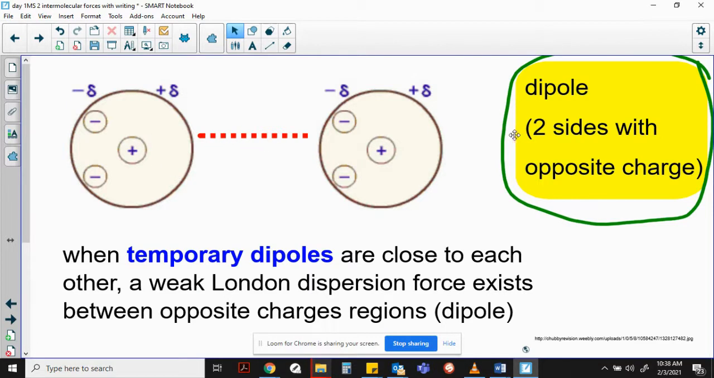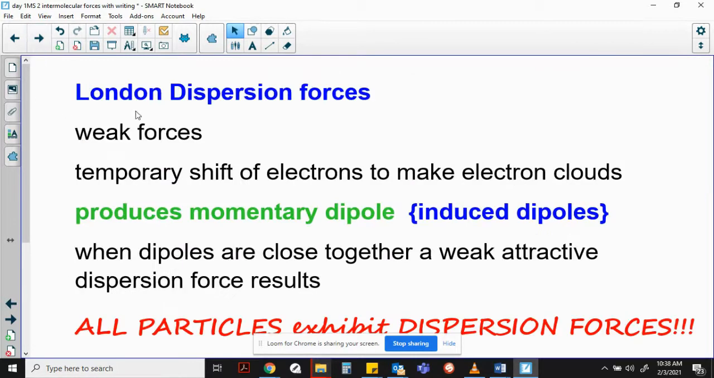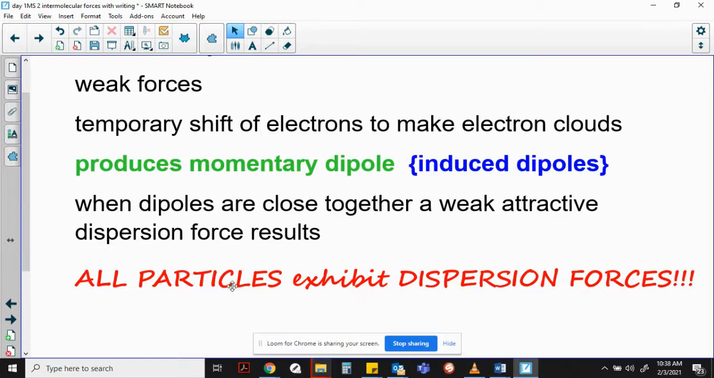And so a dipole is happening when we've got two charges on those different sides. What I would suggest doing is writing down this dipole, even if it's just a note on the top of your page. So London dispersion forces are weak forces. There's that temporary shift of electrons to make those electron clouds, which produces the momentary dipole. Again, it's going to be induced. Okay, so it's temporary. It's not permanent, as in a polar molecule, where it's always there. So all particles are going to exhibit dispersion forces.